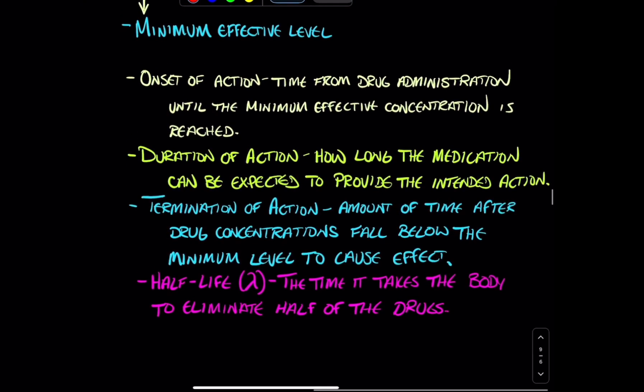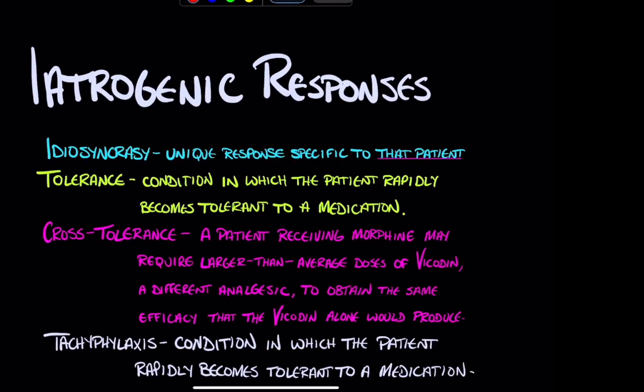So a few other terms I wrote down here that are important is onset of action. That's the time the drug takes until the minimum effective level is reached. This can also be affected based on what route we give them the medication, obviously. Duration of action is how long the medication can be expected to provide the intended action. Termination of action is how long until it stops working, basically. And then half-life is the amount of time it takes for the body to eliminate half of the amount of the medication.